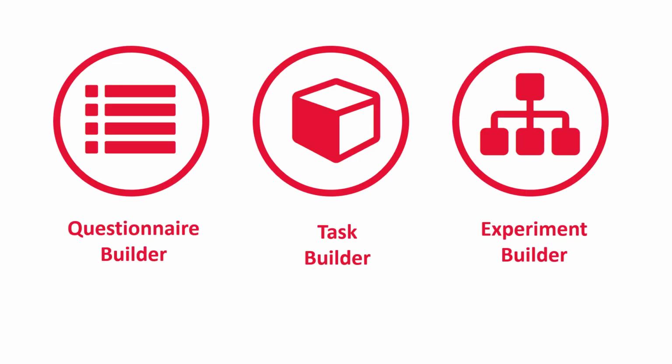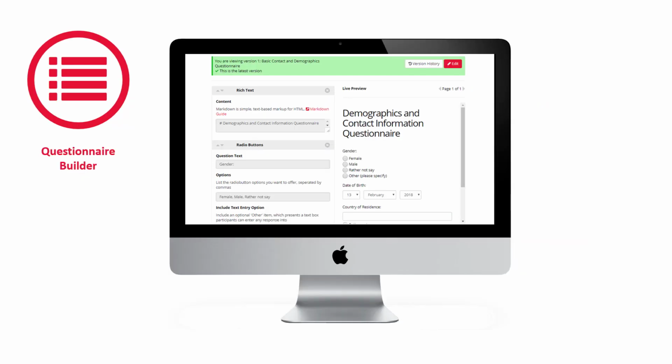In Gorilla, there are three main tools. The two main content creation tools are the questionnaire builder and the task builder. To create demographic questionnaires, consent forms, or other scales, use the questionnaire tool. Note, this tool doesn't collect reaction time data.